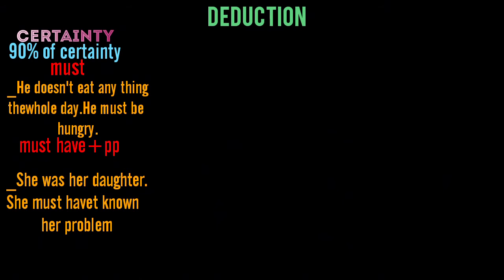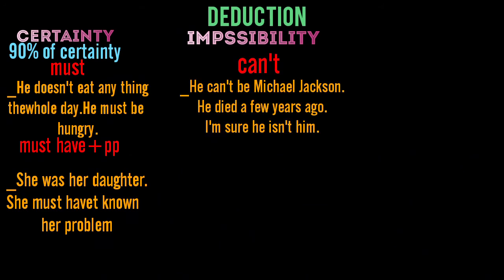Now, when we are certain that something doesn't happen in the present or it is not going to happen in the future, it means it is impossible. So to express impossibility, we use can't. Example: he can't be Michael Jackson. He died a few years ago. I'm sure he isn't him.